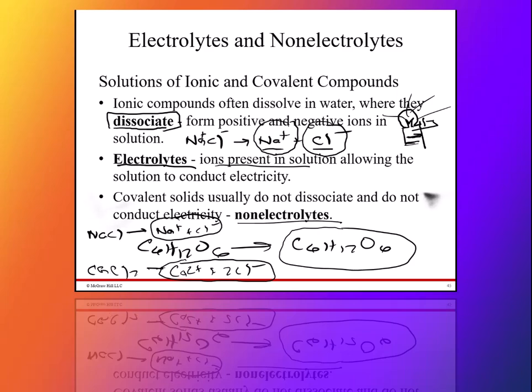So both of these, sodium chloride and calcium chloride, dissociate, and they are electrolytes. This is going to be important later on. Whereas most covalent compounds are going to be non-electrolytes.